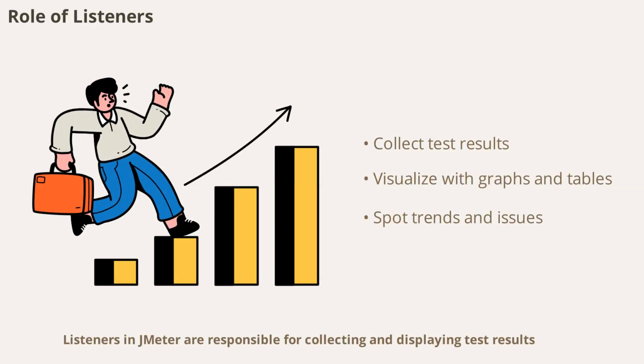Listeners in JMeter are responsible for collecting and displaying test results. They come in various forms, such as graphs, tables, and logs. Popular listeners include the View Results Tree, Summary Report, and Aggregate Report. By using listeners, you can visualize how your system performs under load, identify trends, and quickly spot any issues that need attention.